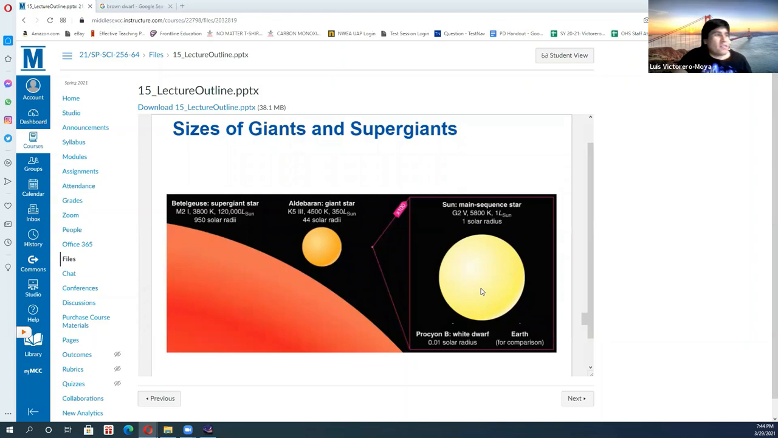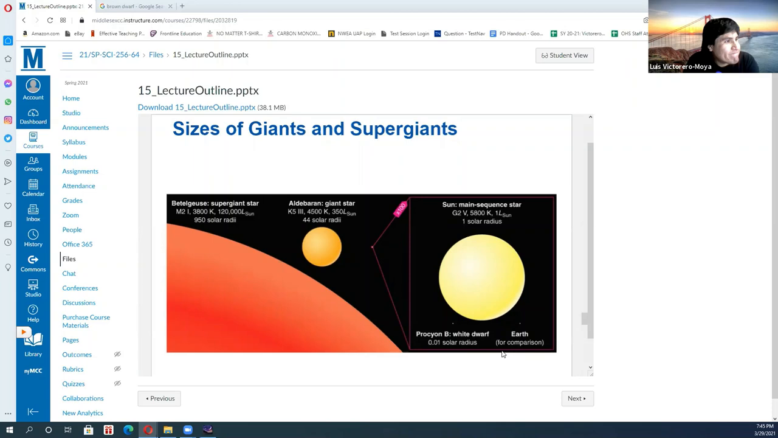So let me give you a perspective. So that's the sun, right? Look at the Earth comparison. Look at the white dwarf comparison. A white dwarf can be the size of a planet, but it's much, much, much hotter than the sun. A white dwarf can be the size of the Earth with a temperature of 30,000 kelvins. Five times the temperature of the sun.